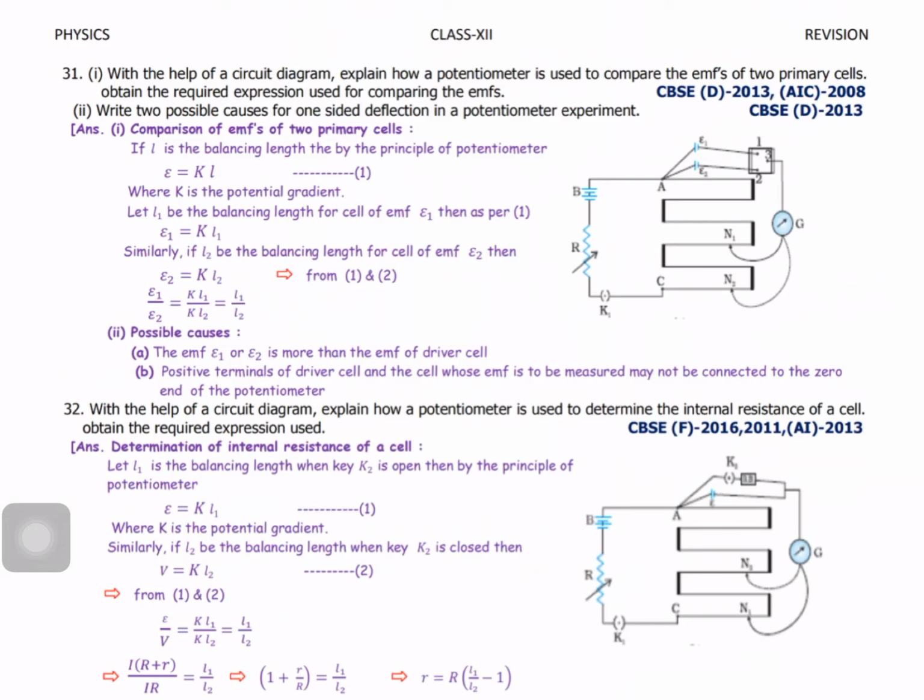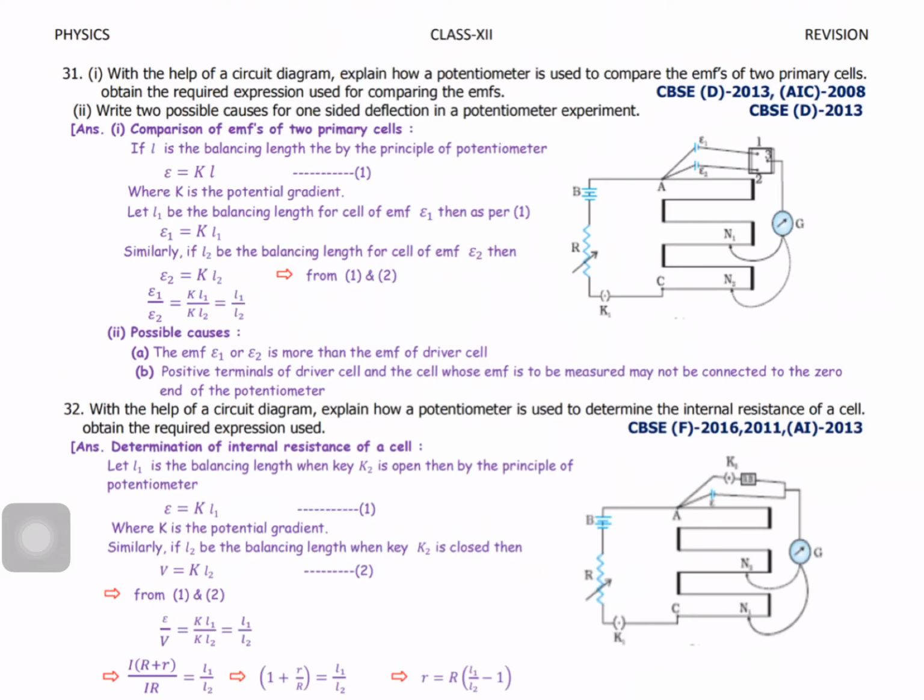You connect that to EMF E1 and E2. If L is a balancing length, by the principle of potentiometer, what is the principle of potentiometer? E equals K into L, where K is the potential gradient. Let L1 be the balancing length of cell E1. So we can write E1 equals K into L1.